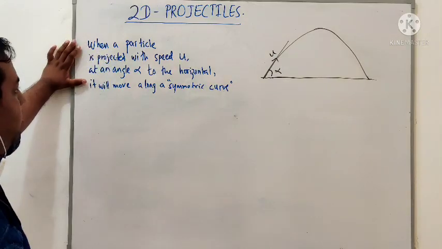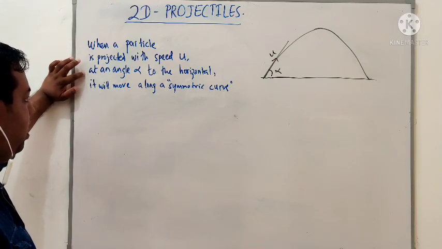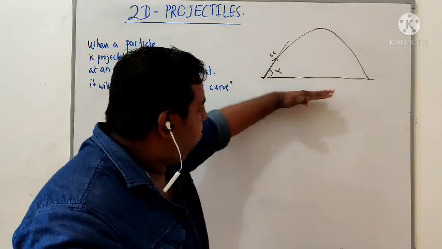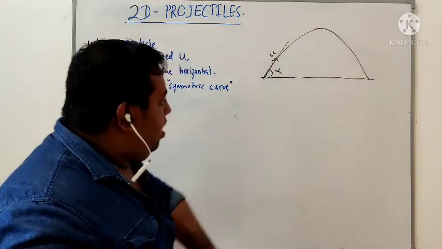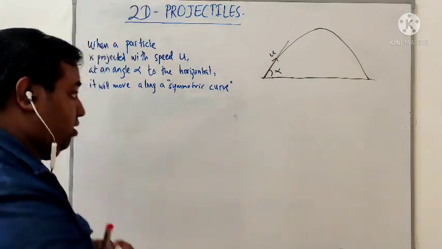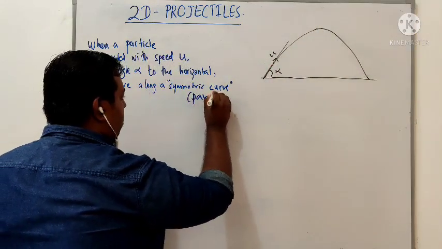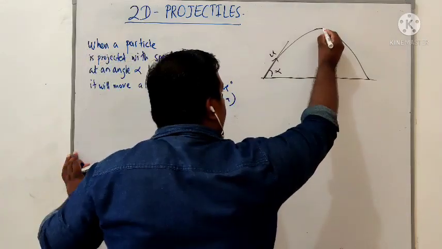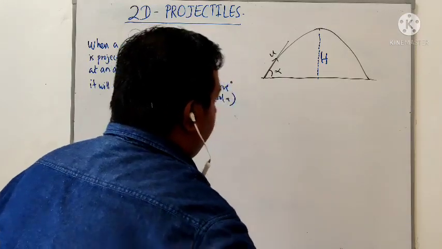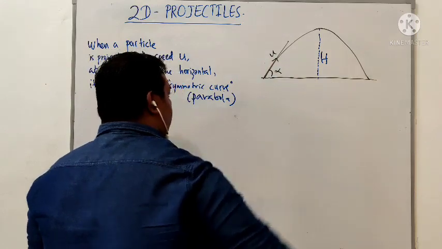Okay. 2D projectile. When a particle is projected with speed u at an angle alpha to the horizontal, you can see here, this is the horizontal one, this is the vertical one, it will move along a symmetric curve. Symmetric curve means actually a parabola path. This point is the maximum height. So this is the projection point. Okay, this is the initial speed u with horizontal alpha.